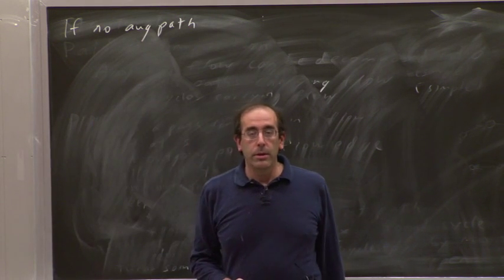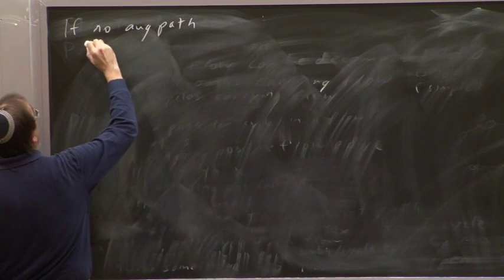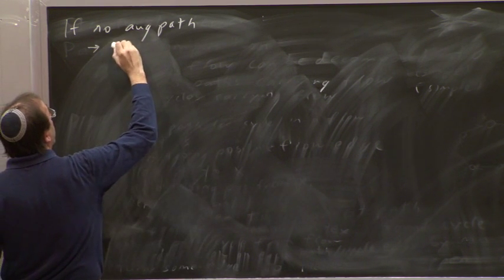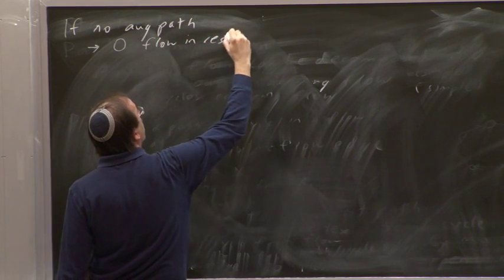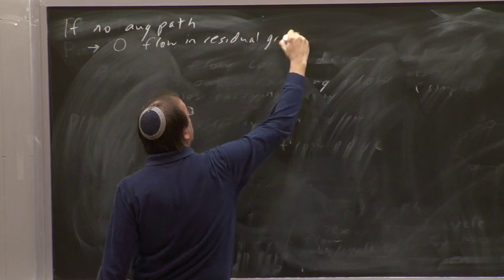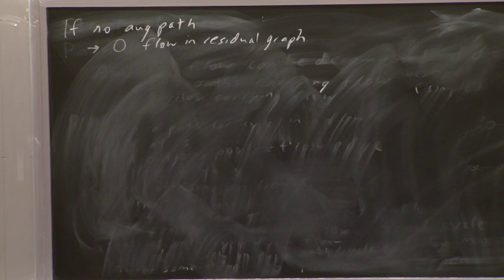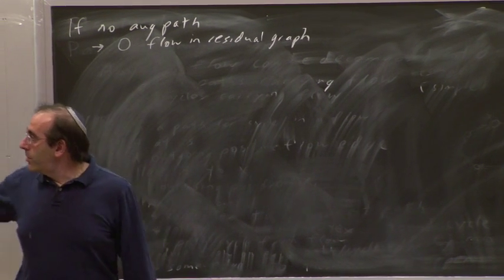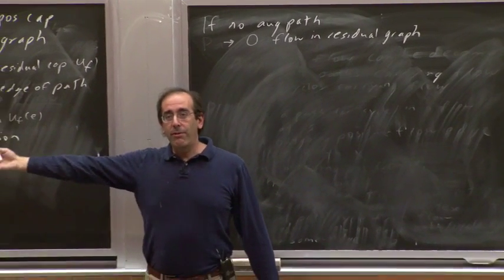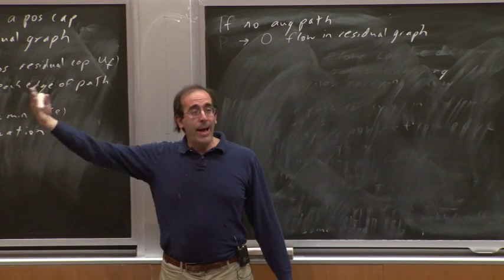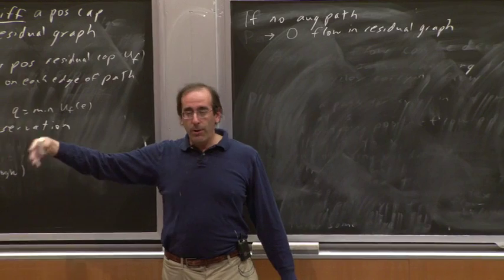Okay. So what does that mean if there is no augmenting path? Well, that means that there is zero flow in the residual graph from S to T. Right? So we just sort of switch our thinking from the original graph to the residual graph. In the residual graph, if there is no augmenting path, if there's no path in the residual graph, then there's no flow in the residual graph. That is, the flow value is 0.